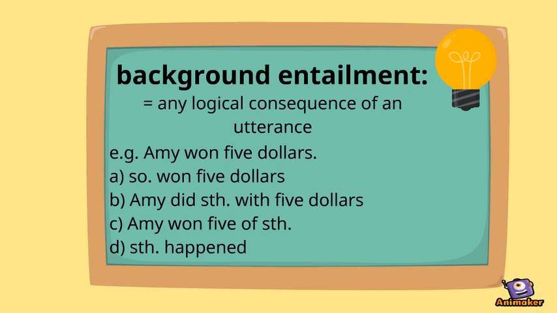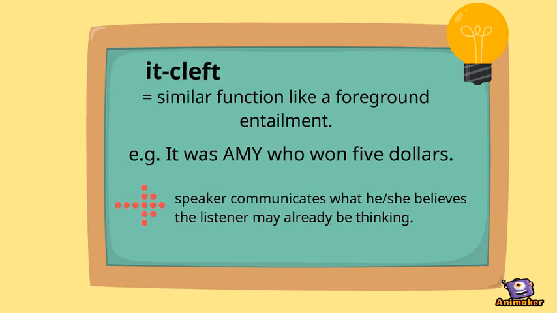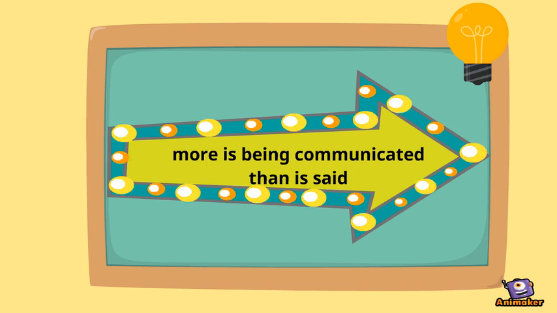Something happened. The foreground entailment, however, is the main logical consequence of an utterance, which is also more important for interpreting the intended meaning than any other. The main assumption is that Amy won a certain number of dollars. An it-cleft functions similar to a foreground entailment. So, if we say it was Amy who won $5, the speaker communicates what he or she believes the listener may already be thinking. And, regarding presupposition and entailment, more is being communicated than is said.